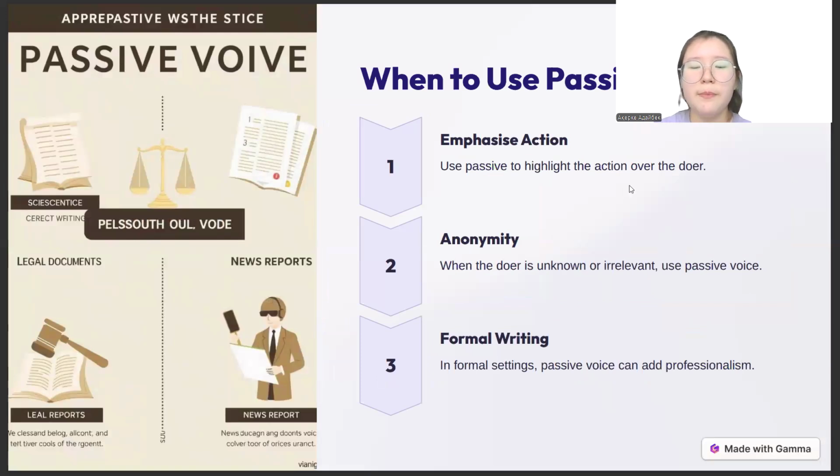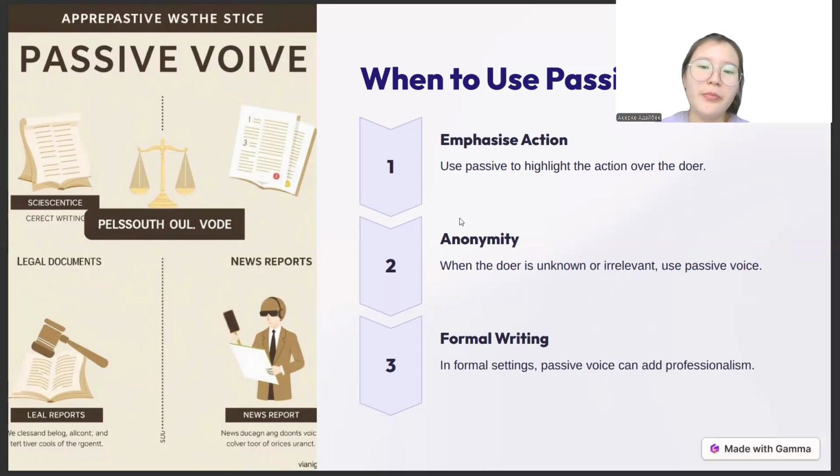So when do we use the passive voice? When we need to emphasize the action, when the action is more important than the doer, okay, than the subject. I can also read the examples, but I think it is not necessary for you guys because I hope you understand. It is really simple.